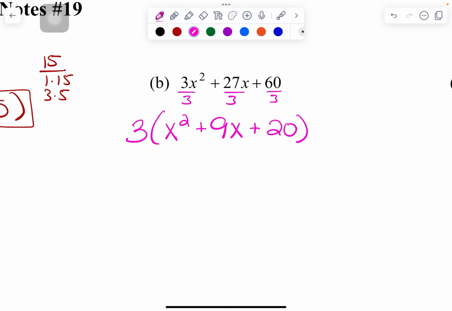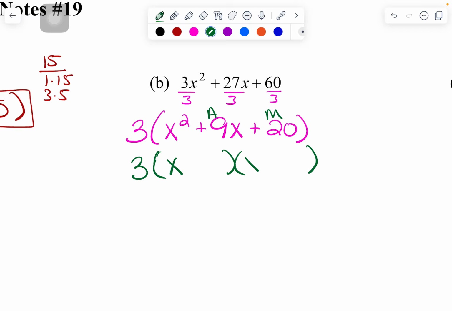Now here's the thing. I'm going to try to keep going. And what I'm going to try to keep going with is figuring out numbers that multiply to 20 and add up to 9. And I absolutely know I can make that happen. So we're going to keep that 3. That was our GCF. Don't lose it. It is a factor, right? Greatest common factor. So keep it, please.